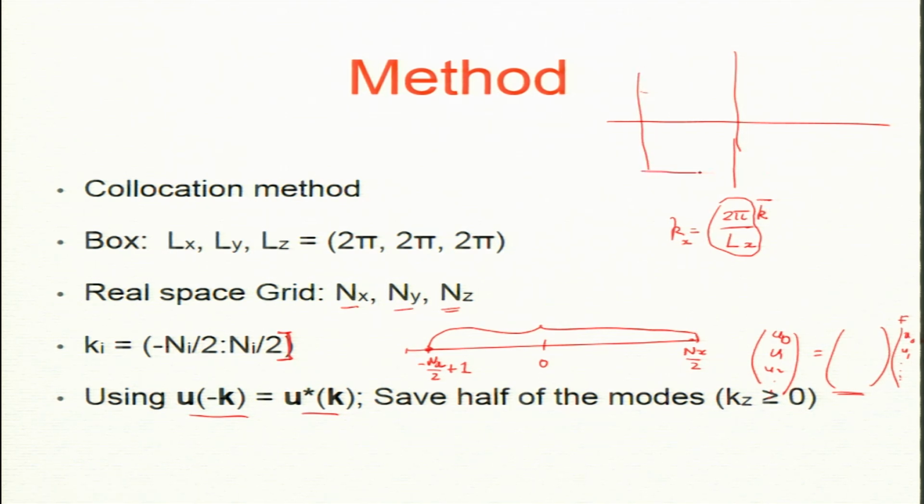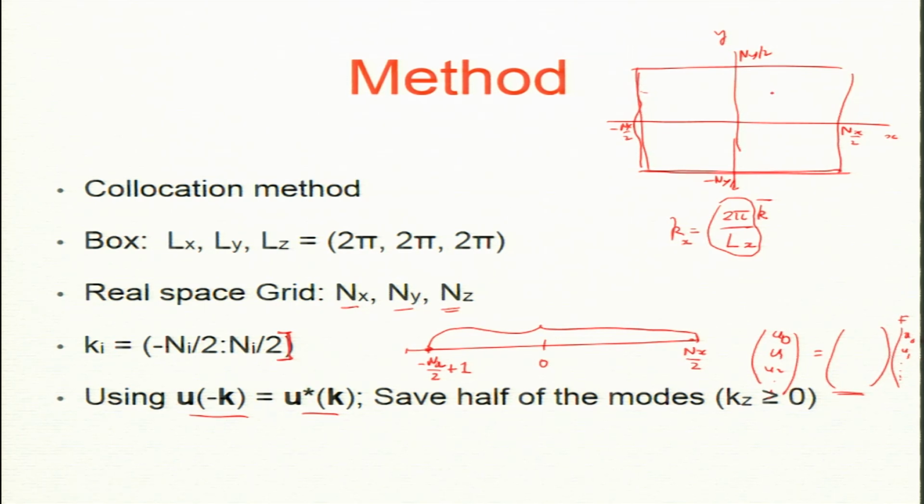So we have this box. This is the x axis, y axis. This is nx by 2, and this is ny by 2. This is minus ny by 2, and this is minus nx by 2. But this line is not included, and this line is also not included.